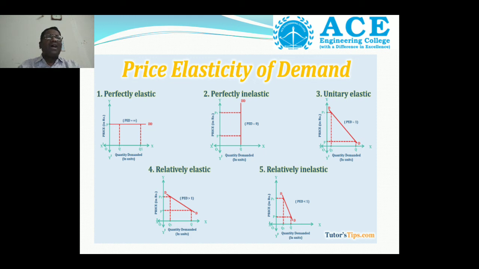Then what is the value? The value of unitary elasticity is equal to 1, whereas perfectly elastic is infinity and perfectly inelastic is 0. Then unitary elastic is equal to 1. Then the remaining fourth one is relatively elastic.